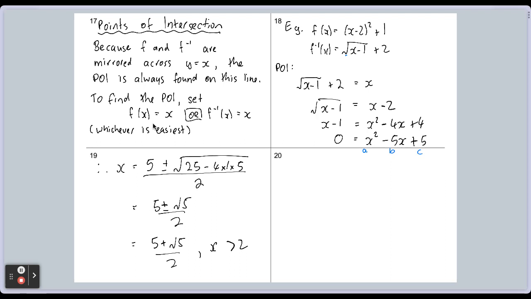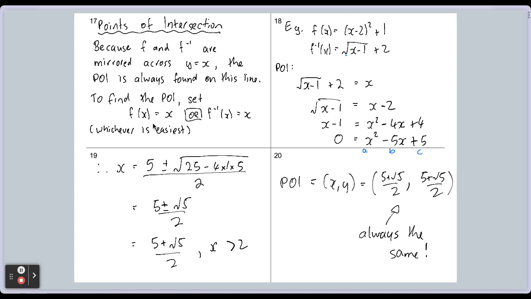And then the other nice thing is that normally when you're doing a point of intersection, then you have to take the value and substitute it in for x to work out what y is. But because the point of intersection is on x equals y, sorry, then we can go straight away. That's 5 plus root 5 on 2. And then the y is exactly the same, and it always will be. Always the same. Okay? So once you've worked out x, you've worked out y. So it's all done.